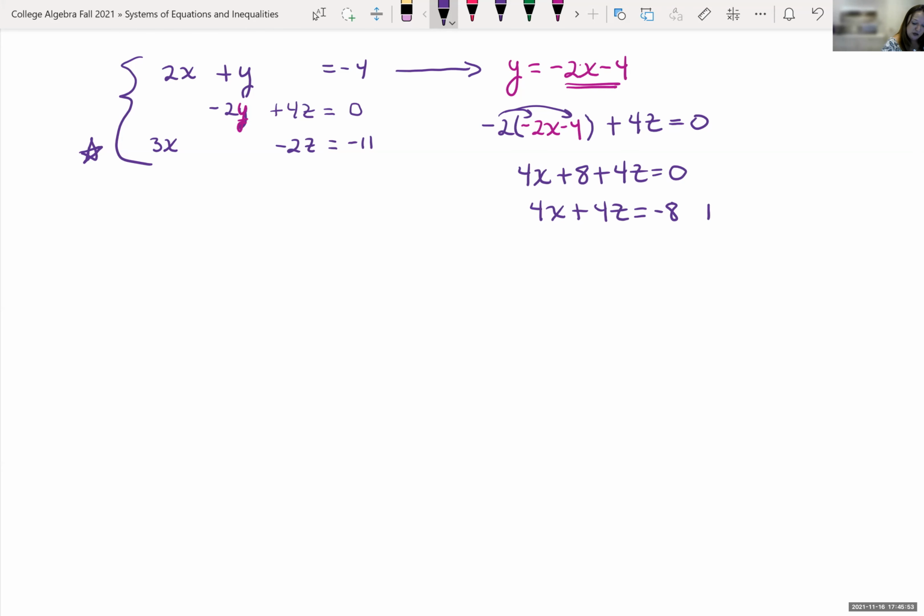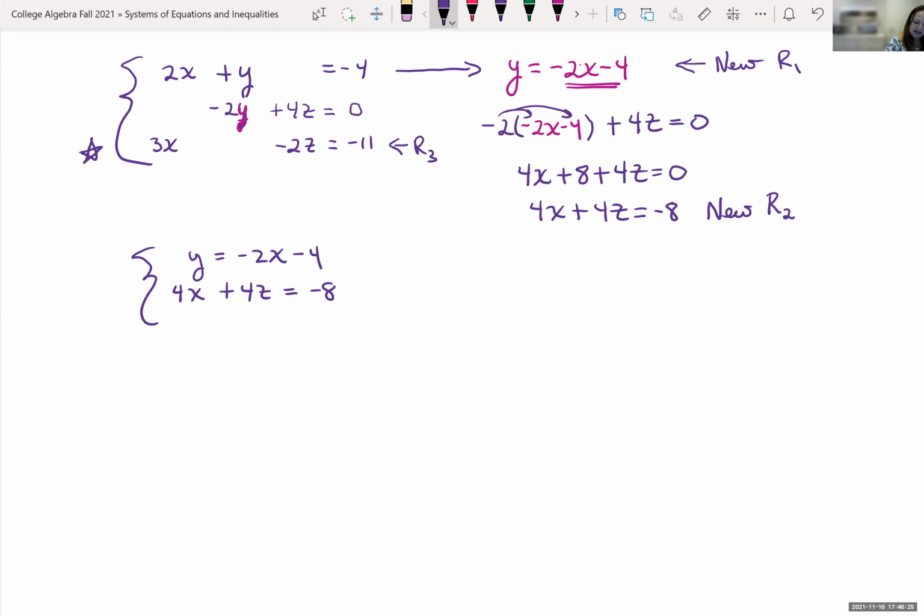And so this is my new, and I'm going to just call them rows. This is my new row 2. Let's keep this as our new row 1. And row 3 is the same. So if I rewrote this system, y = -2x - 4. We have 4x + 4z = -8. And we have 3x - 2z = -11.